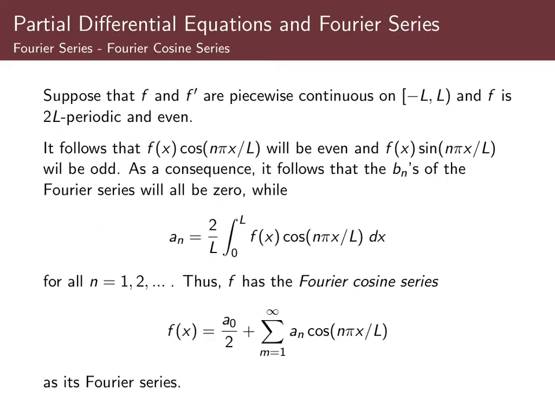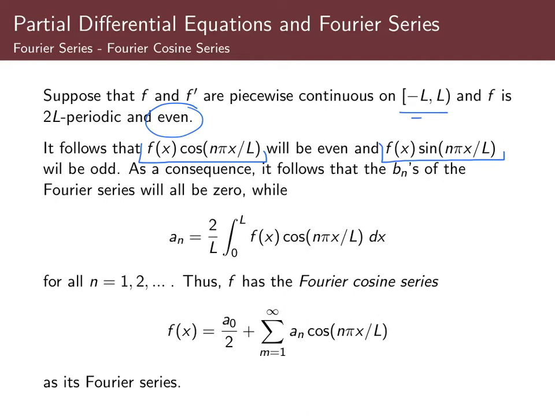Again, suppose that f and f prime are piecewise continuous on the interval negative L to L, and f is 2L periodic and even. So we're going to consider the even case here. Since f is even and cosine of n pi x over L is even, the product of these two is even. And because sine of n pi x over L is odd, the product of f being even with sine of n pi x over L will be odd.